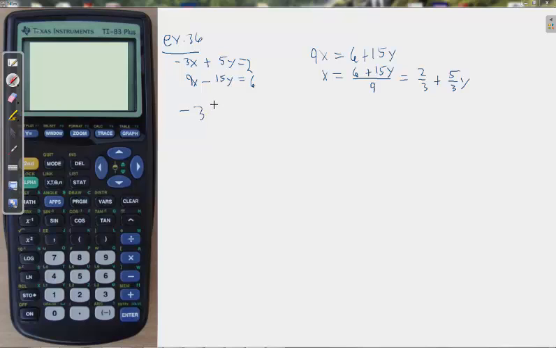So negative 3, well that's convenient, times 2/3 plus 5/3 y. Convenient because you multiply the 3 through, it's just going to kill the fractions. Plus 5y equals 2. So that's negative 2 minus 5y plus 5y equals 2. So that'll be negative 2 equals 2. Now that is clearly not true, so this is no solution.